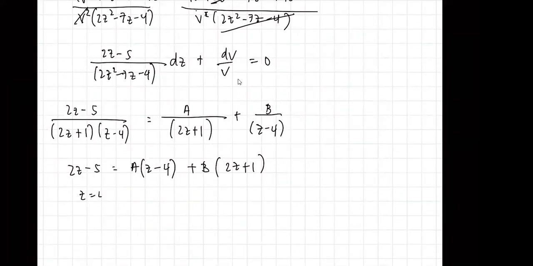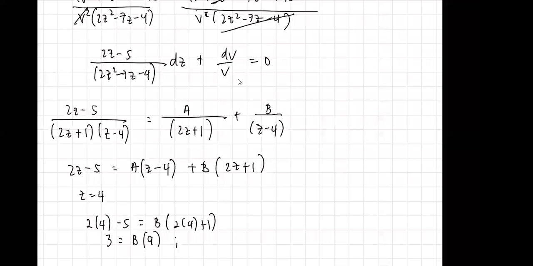If z is equals to 4, so we have 2 times 4 minus 5 is equals to b times 2 times 4 plus 1. Okay? So we have 8 minus 5 is 3 is equals to b times 9, or b is equals to 1/3. Okay?